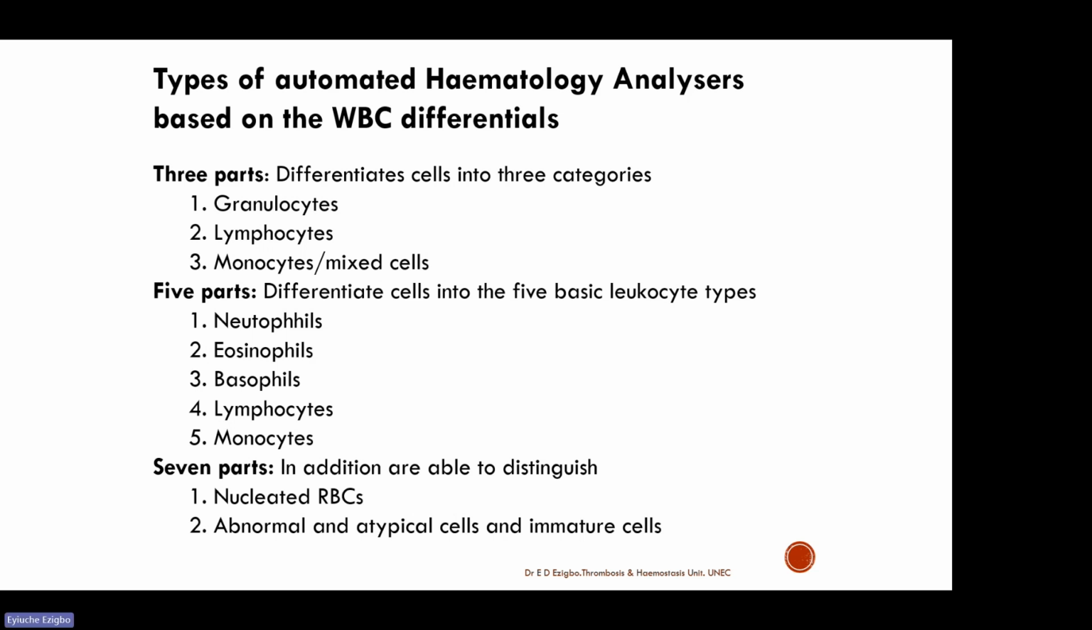Then the 5-part hematology differential analyzer will be able to characterize the neutrophil, tell you that neutrophil is this, eosinophil is this, basophil is this number, lymphocyte is this number, monocyte. So it's able to identify and characterize these 5 white blood cells and also count them. Then we have another, the 7-part analyzer. In addition to differentiating the white blood cells, they can also identify nucleated red cells and also abnormal or atypical cells and immature cells. Those are advanced ones, but they are available.